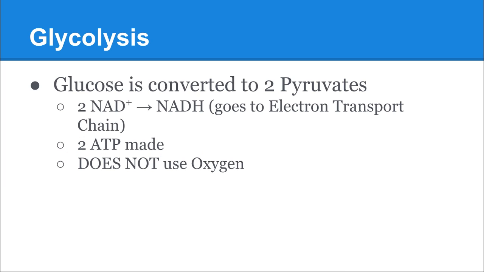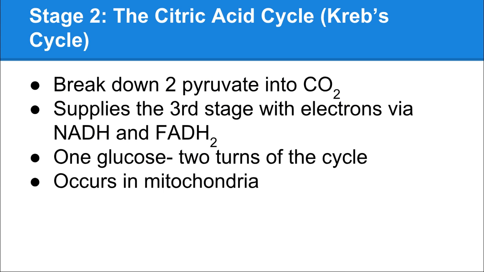We also make NAD plus into NADH. Now, NADH is what is called an electron carrier, and so it goes into the electron transport chain. All you need to know is it is an electron carrier. 2 ATP are made, so ATP are going to be used for energy, and this does not use oxygen. Other parts of cellular respiration are going to use oxygen, but this particular part does not.